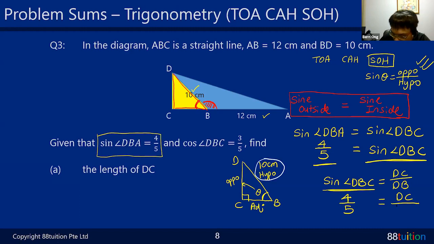Actual length of DB is 10 cm. So I purposely put 10 cm down here with the units, to be safe. 4/5 is just a ratio. It's a comparison, 4:5. But the 10 cm is the actual length.